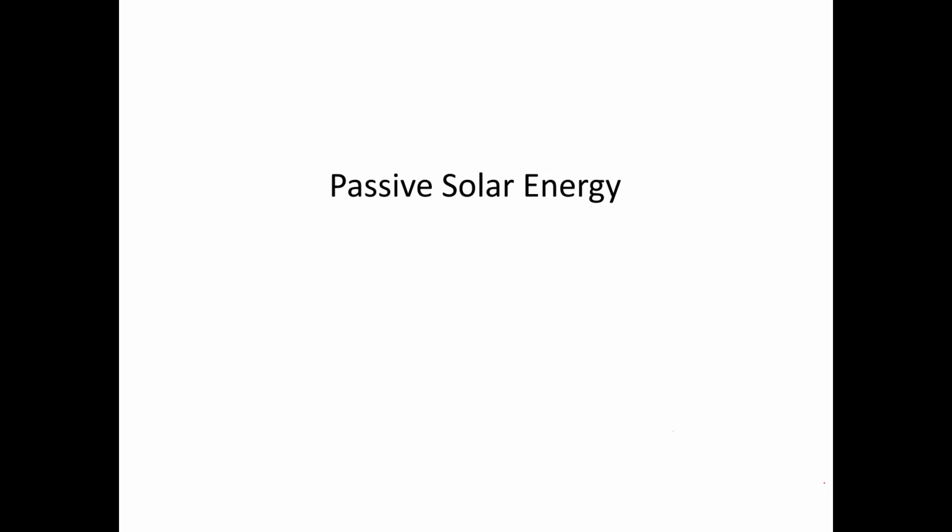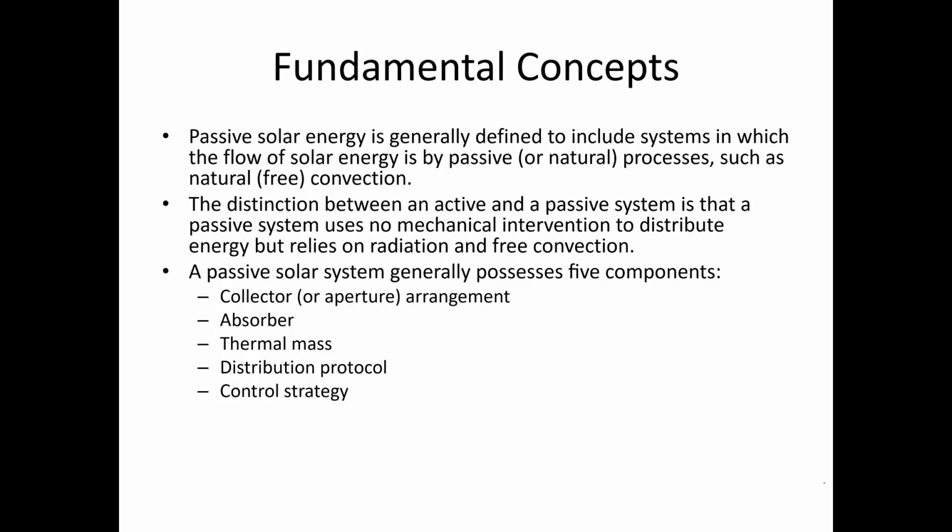Right, in this chapter, we are going to be covering passive solar energy. So passive solar energy is generally defined to include systems in which the flow of solar energy is by passive processes, such as natural or free convection. The distinction between an active and a passive system is that a passive system uses no mechanical intervention to distribute energy, but relies on radiation and free convection.